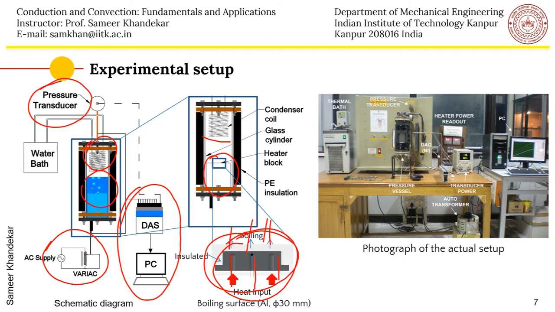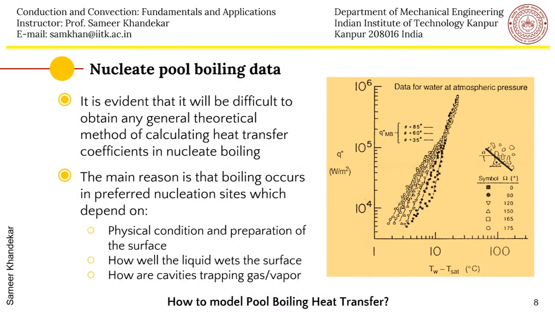So if you see the data which is recorded for the nucleate pool boiling from an experimental setup which we have just seen, it is evident that it will be difficult to obtain any general theoretical method for calculating the heat transfer coefficient. The experimental data is as shown on the right hand side in this figure, and this pertains to the nucleate pool boiling regime. That means the natural convection regime is below this, and beyond this point will be the CHF.